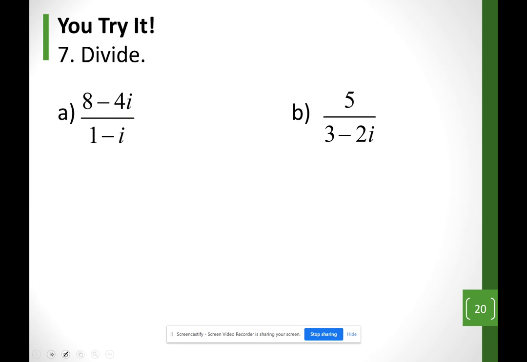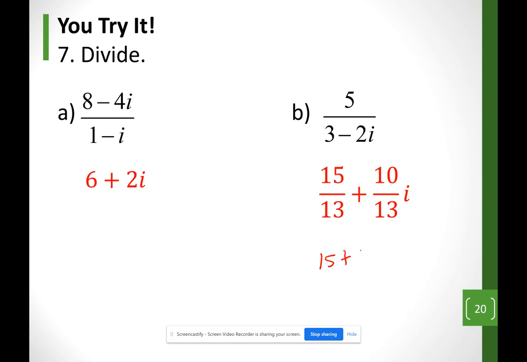Now for you guys to try at home, your example B will be a fraction. It is okay if for B, you guys end up writing this as 15 plus 10i all over 13. It is the same thing. So if that's what you guys have, that's what you guys have.